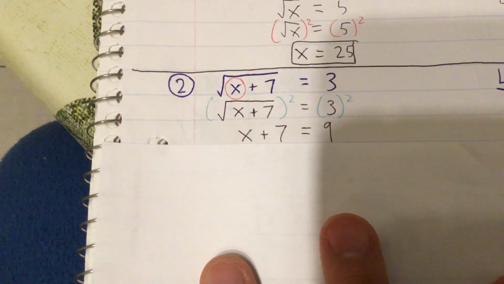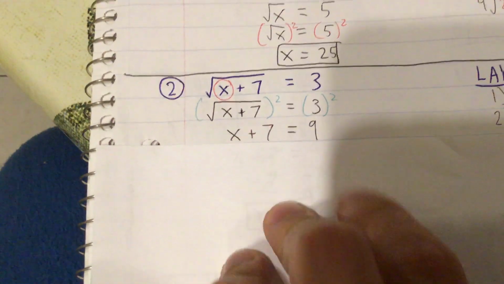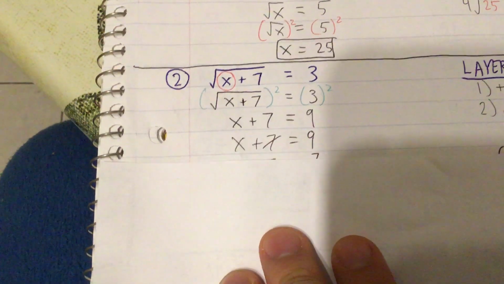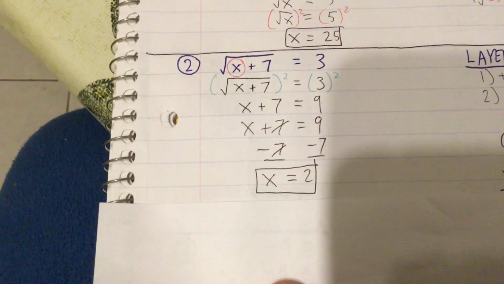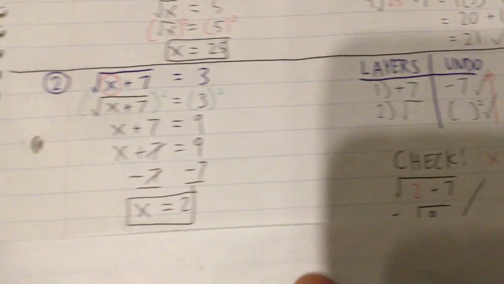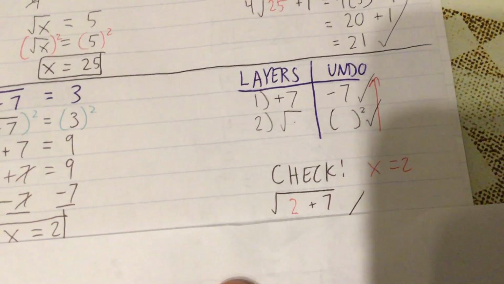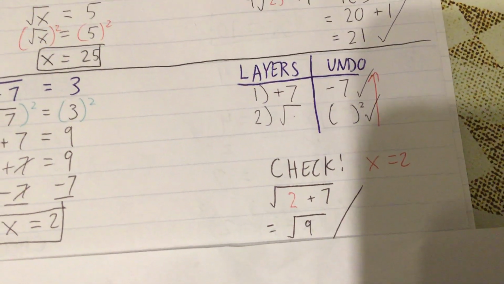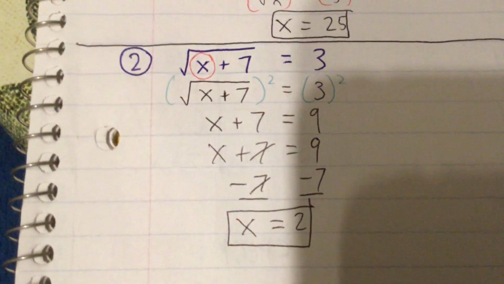Then the square root and the square cancel each other out, and I get x plus 7 is equal to 3 squared, or 9. Then I need to subtract 7 from both sides to get to the innermost layer, and I get x equals 2. Therefore, I'm going to plug in my work, and I'm going to get the square root of x plus 7, where x is equal to 2. Well, 2 plus 7 is 9. And the square root of 9 is 3. And that's the output I wanted all along.